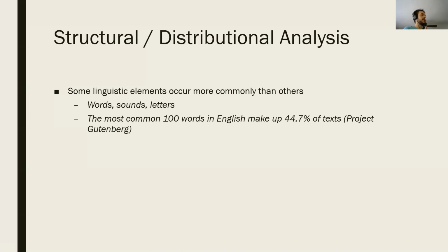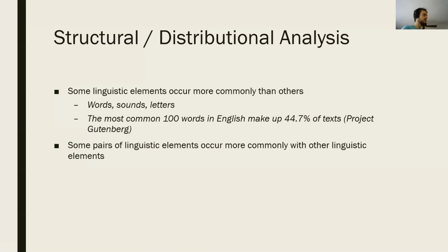And also remember that in the decipherment of Linear B, Alice Kober's work in distributional analysis was also very helpful, seeing which symbols tend to occur with other symbols. So also remember that some pairs of linguistic elements occur more commonly with other linguistic elements. For example, in English, we know that TH is a very common letter combination, much more than QX, for example. That might not occur at all even. So using this kind of analysis, that can help us narrow down our possible assumptions in our decipherment.